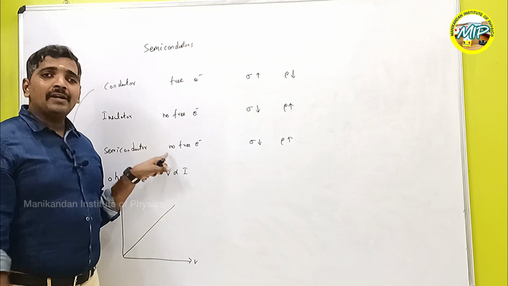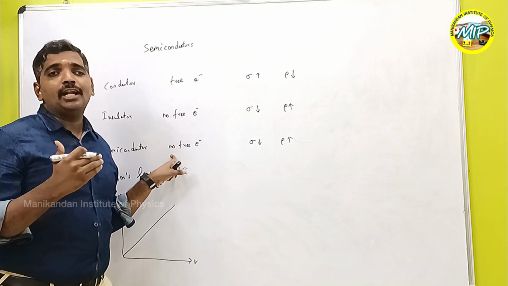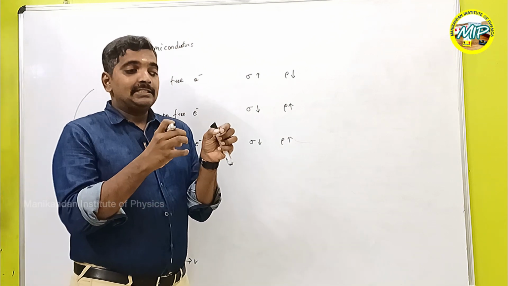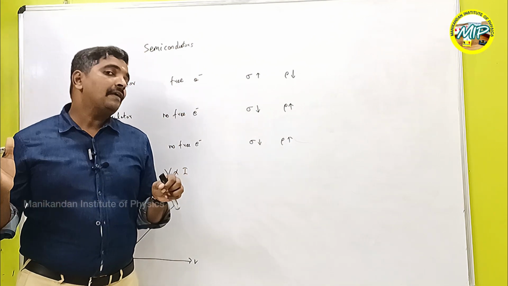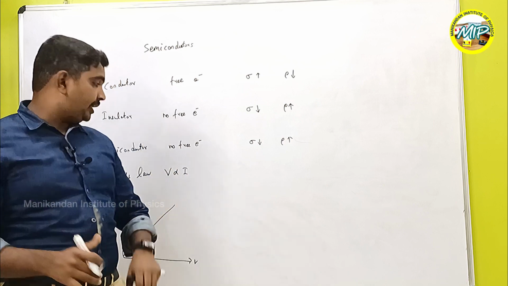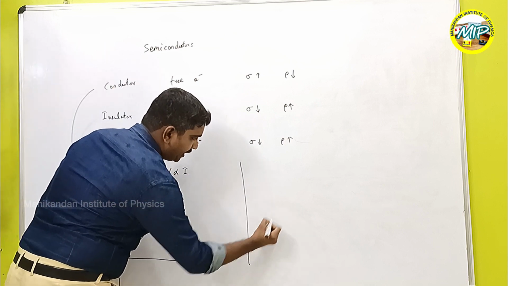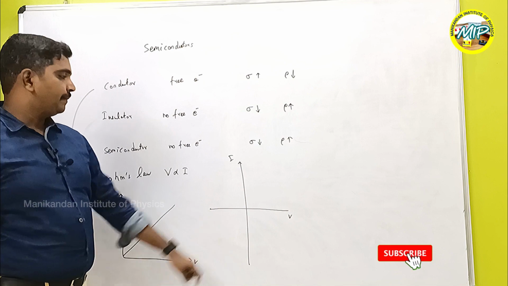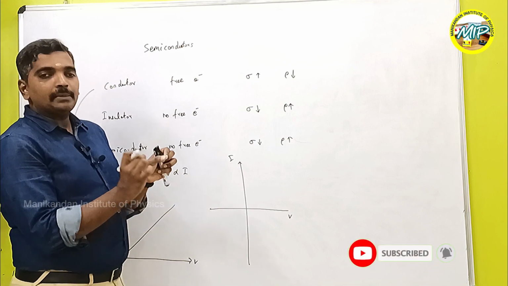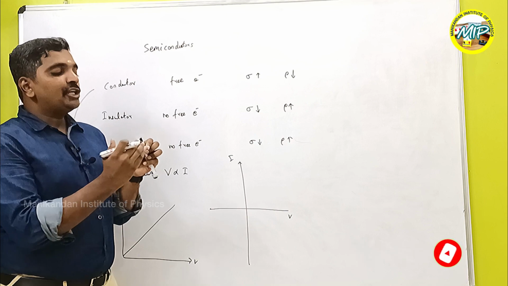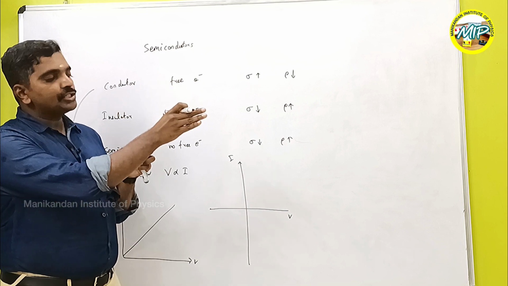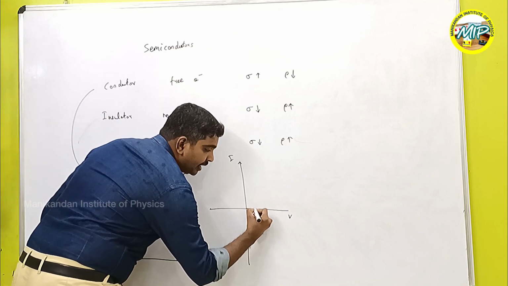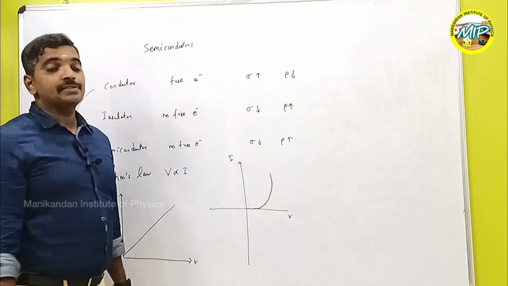But in the case of semiconductors, if you give some potential, this amount of energy is spent to remove the electron from the valence band to the conduction band. So initially there is no increase in the current. If you plot a graph between potential and current for the semiconductor, initially we are giving some energy to the system, and this energy is spent to remove the electron from the valence shell to the conduction band. Initially, if I increase it, nothing is happening. If I increase it further, then only the current will increase.